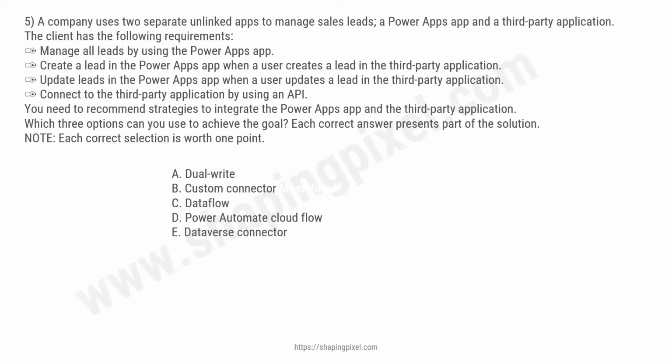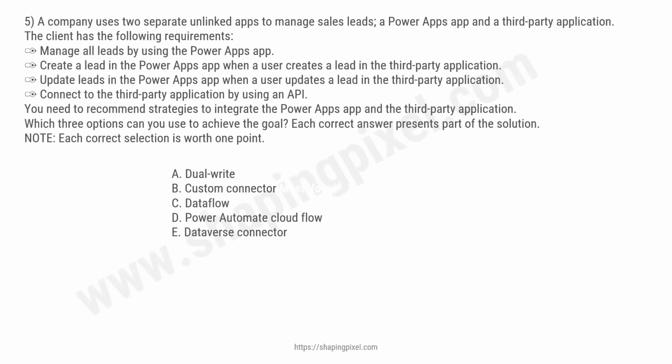You need to recommend strategies to integrate the Power Apps app and the third-party application. Which three options can you use to achieve the goal? Each correct answer represents part of the solution. So each correct selection is worth 1 point. So we have five options: Dual Write, Custom Connector, Data Flow, Power Automate Cloud Flow, Database Connector.